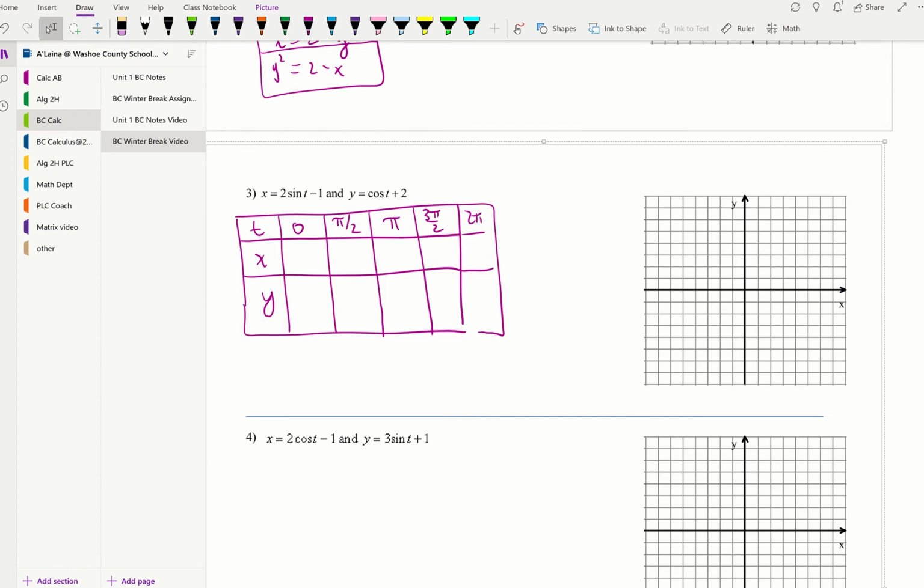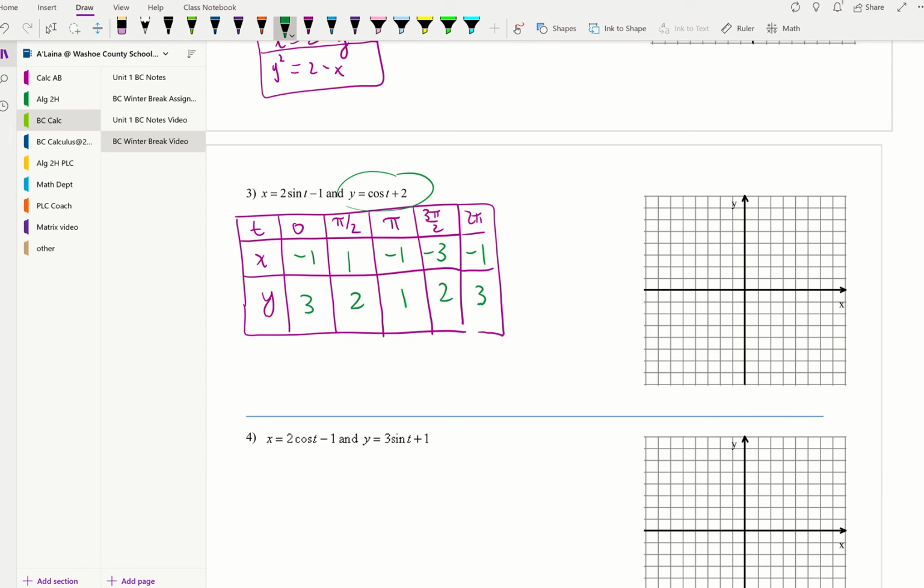Okay, so if I plug in values of 0, the sine of 0 is 0, so this one's -1. Sine of pi over 2 is 1, so 2 minus 1 is 1. Sine of pi zeroes out. 3 pi over 2 has a sine of -1, and then 2 pi zeroes out. If I do cosine, for the y equation, if I plug in 0, the cosine of 0 is 1, plus 2 is 3. Cosine of pi over 2 zeroes out. Cosine of pi is -1. Cosine of 3 pi over 2 is 0, and the cosine of 2 pi is 1.